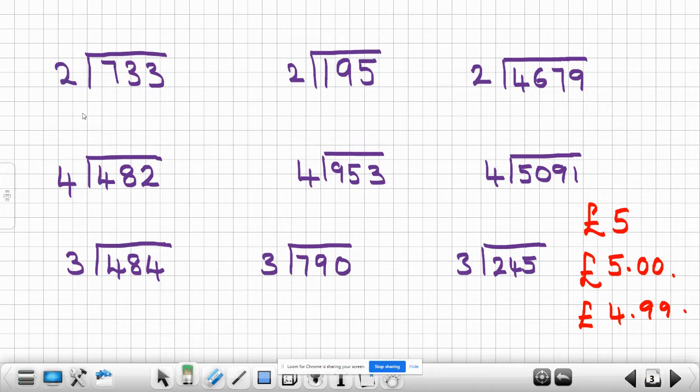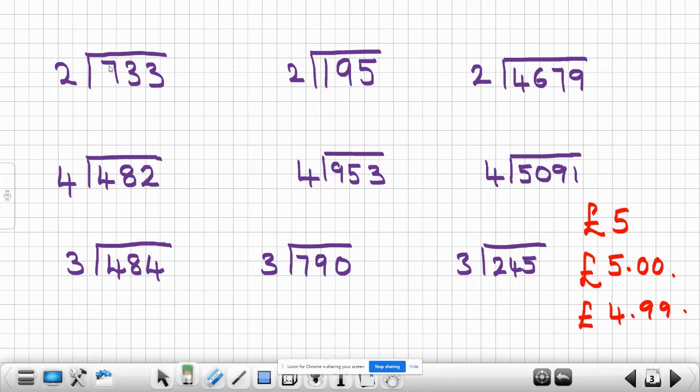So in this, let's start by saying what the sum is. 733 divided by 2. And in your minds, you should already be thinking, that's not an even number. It doesn't end in 0, 2, 4, 6, 8. So 2 is not going to go exactly into it. So let's see what we do.